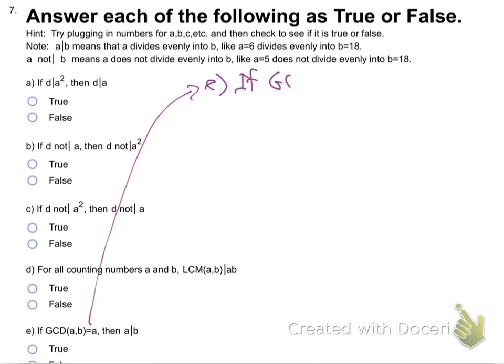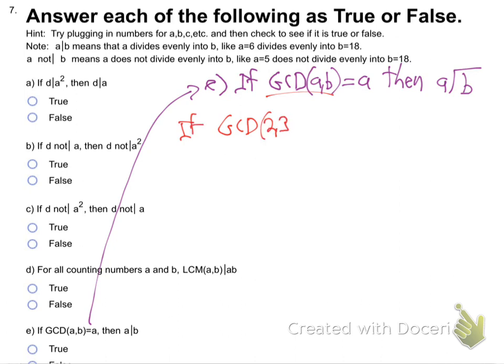If the GCD of A and B is A, then A divides evenly into B. That's a confusing situation. Let's try that one. So the GCD of A and B. Let's pick an A and a B. How about 2 and 3? And what is the GCD?